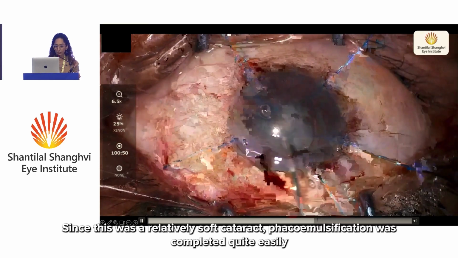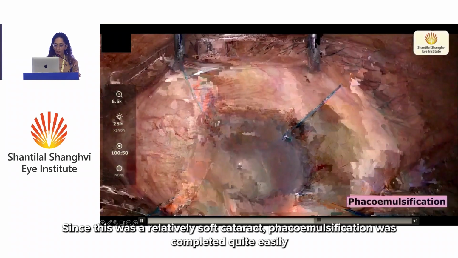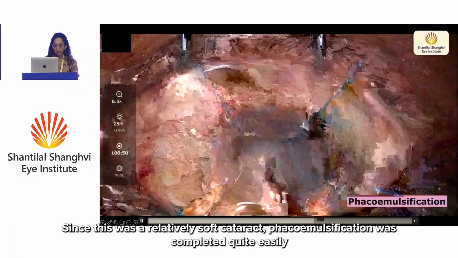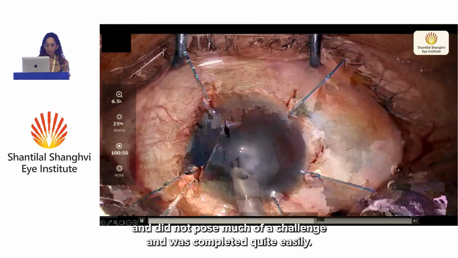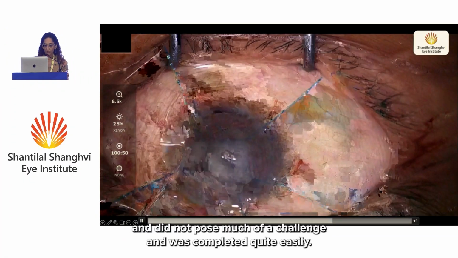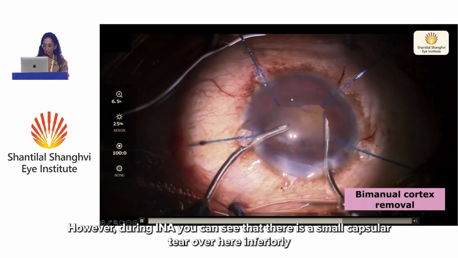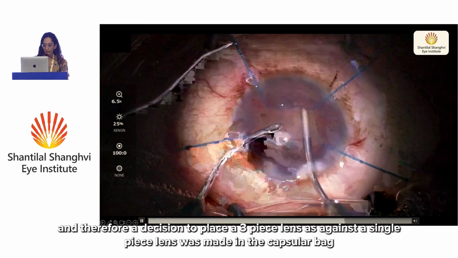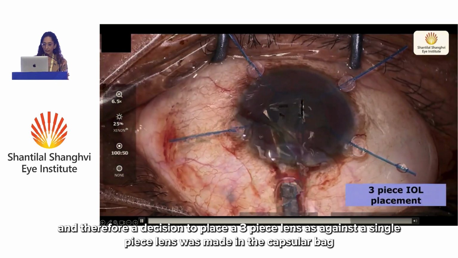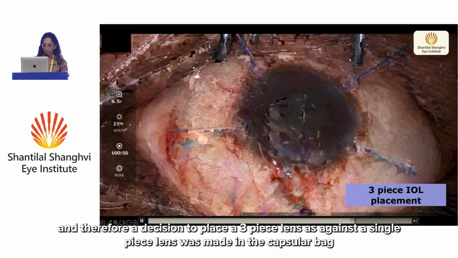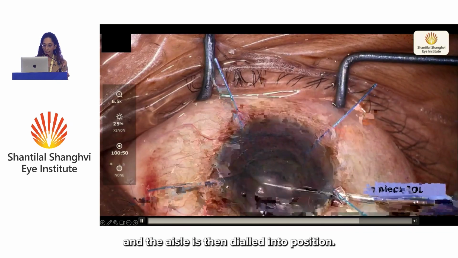Since this was a relatively soft cataract, phacoemulsification was completed quite easily and did not pose much of a challenge. However, during IA you can see that there's a small capsular tear over here inferiorly, and therefore a decision to place a 3-piece lens as against a single-piece lens was made in the capsular bag, and the IOL is then dialed into position.